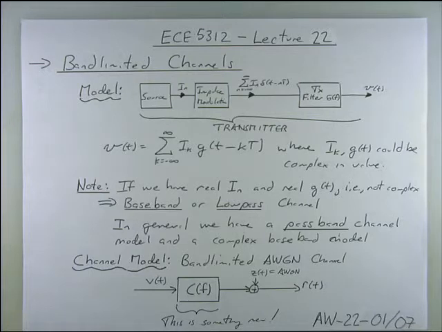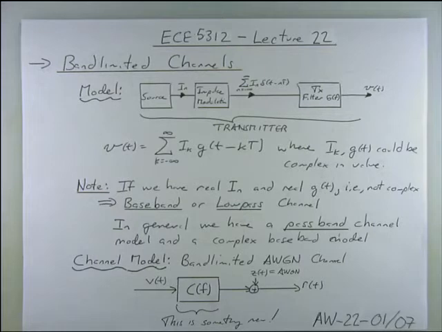Every period, we get a delta. And then the I[n] influences what its amplitude is. And then we feed it into a filter with an impulse response g(t). What should the output be? A train. The amplitude is the train, delayed by nT.